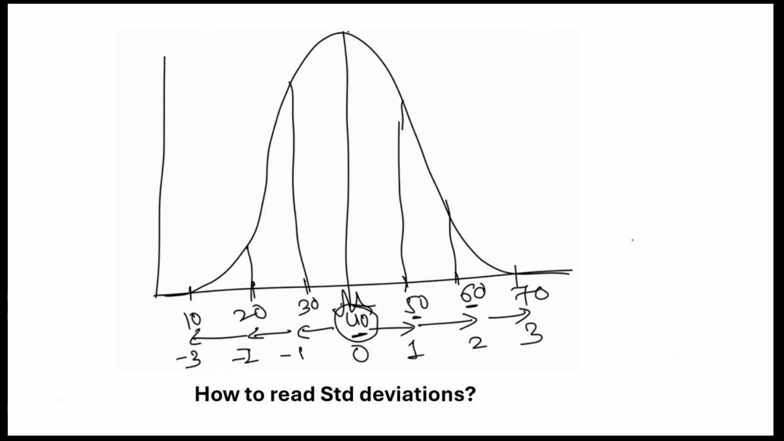Now let's quickly summarize what we studied in this video. The mean represents the center of the curve. The standard deviation represents the spread or the variability of the data. I hope this explanation of normal distribution was clear and helpful to you all.